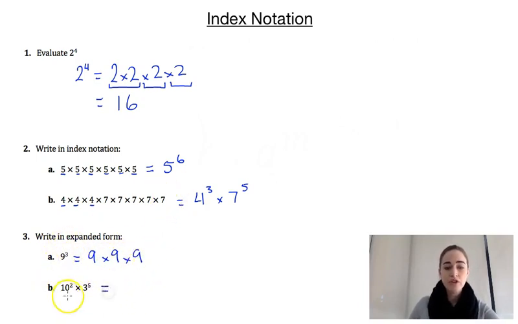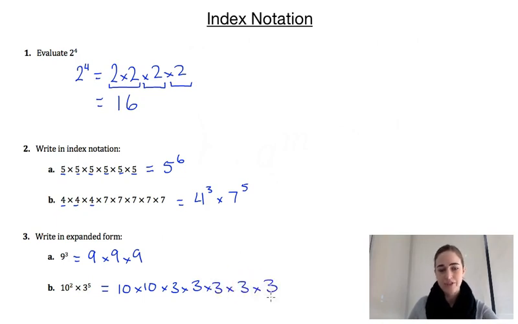For part B, we've got 10 squared times 3 to the power of 5. So we'd have 10 times 10 for the 10 squared part, and then times, we're going to have 5 threes multiplied together. 3 times 3 times 3 times 3 times 3. So that's having a look at index notation.